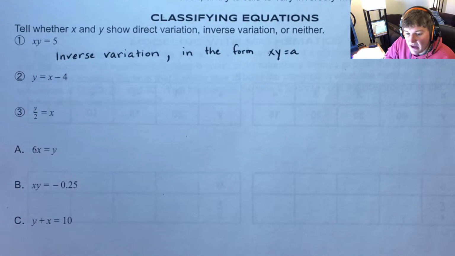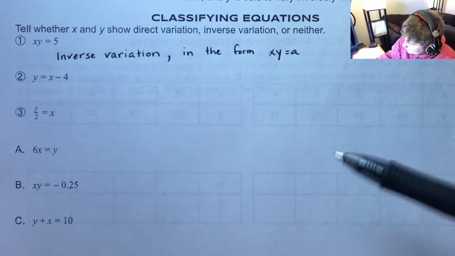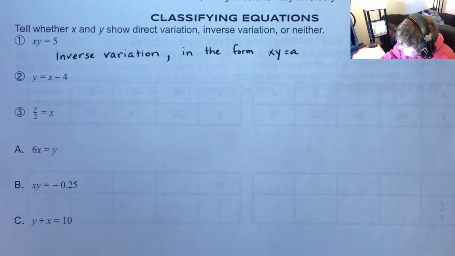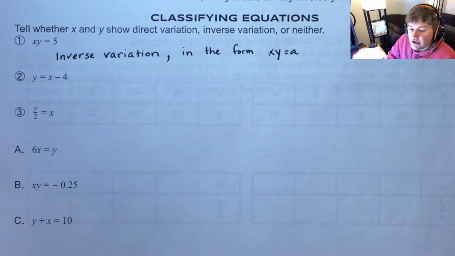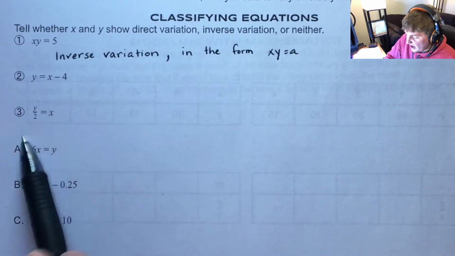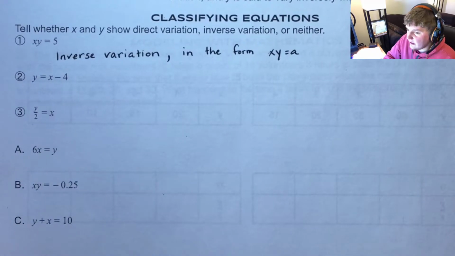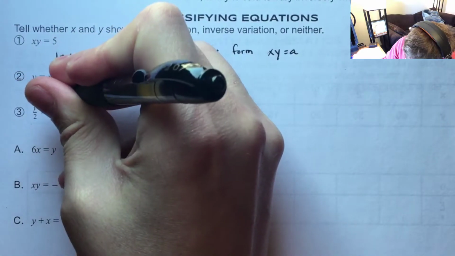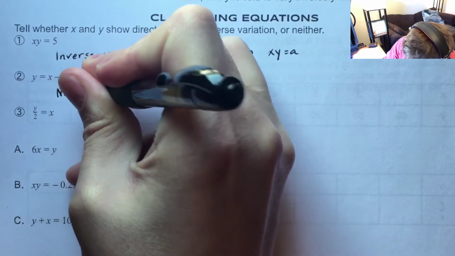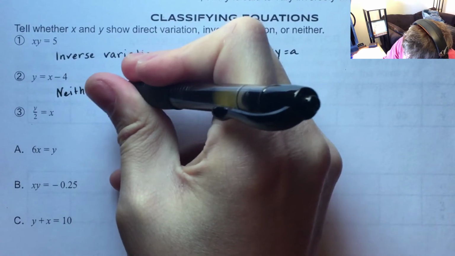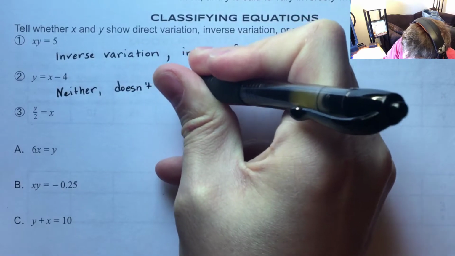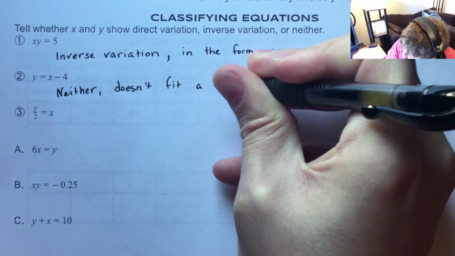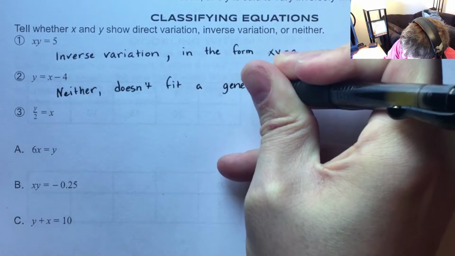Okay, let's look at number 2. y is equal to x minus 4. As you look below in your general equations here, not one of these has an addition or a subtraction symbol at all. So really, we're seeing this subtraction of 4 here. That's really clarifying to me that it's probably none of those. So this is going to be neither, and we can just put it doesn't fit a general form.